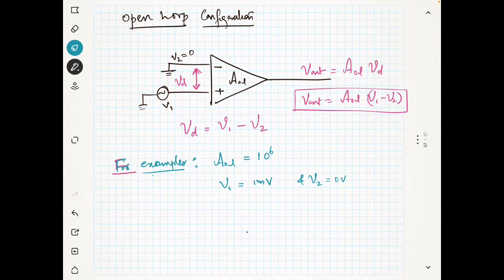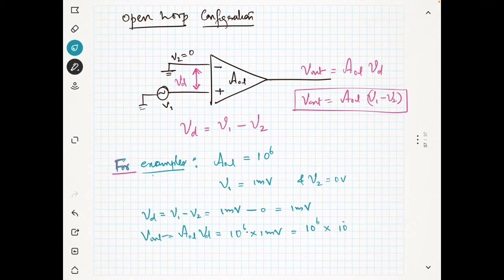That's a very important question. So VD is equal to V1 minus V2, which is 1 millivolt minus 0, which is 1 millivolt, and V out is equal to AOL times VD, which is 10 power 6 times 1 millivolt. 1 milli is 10 power minus 3, so this is equal to 10 power 3 volt. You see here it is 1000 volt.